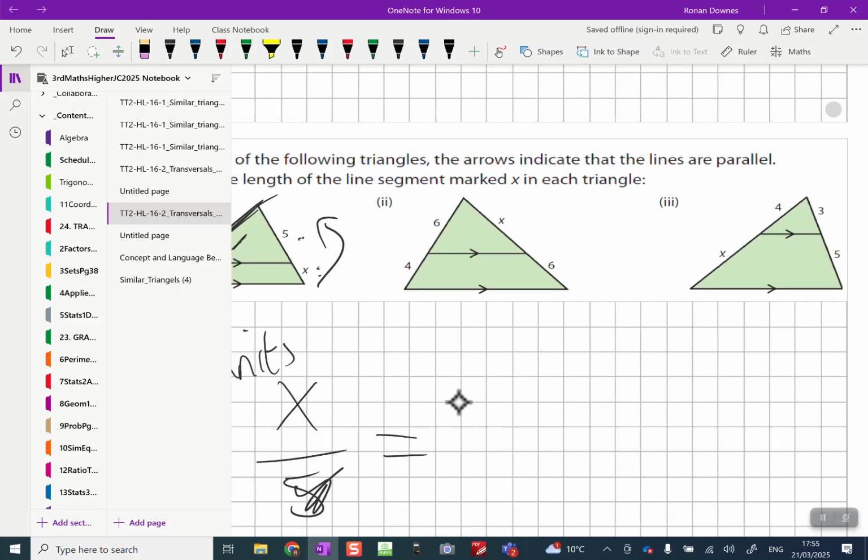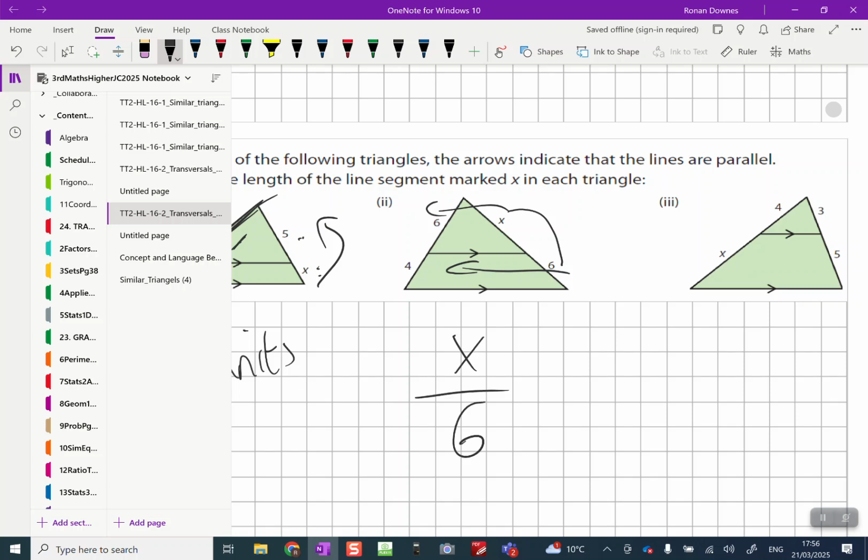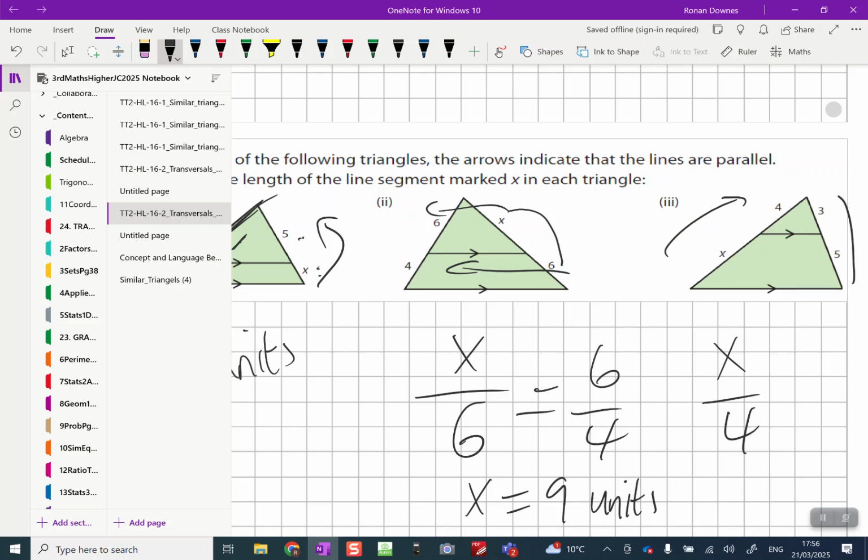On to the next one. X over 6. Of course, you can go that way as well. 6 over 4, and in this case, we get the exact same equation as we'd expect. X over 6 equals 6 over 4. 36 over 4, I can see the answer is 9, so let me say it. X equals 9, and in units, just in case you lose a mark for not saying it. Okay, X over 4, dividing that way, equals 5 over 3. Up comes the 4. The answer is 20 over 3 units.